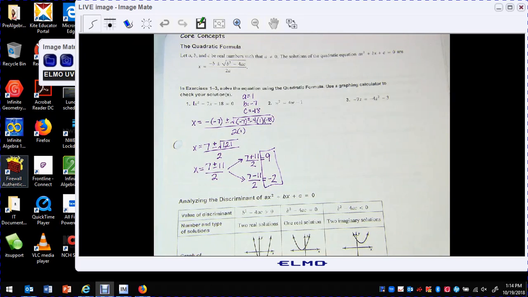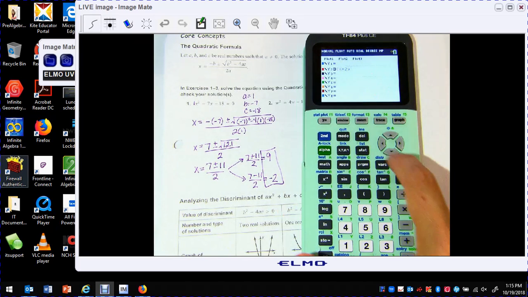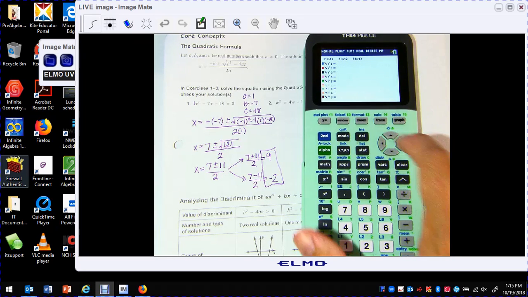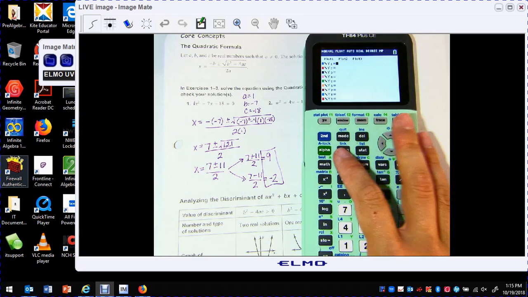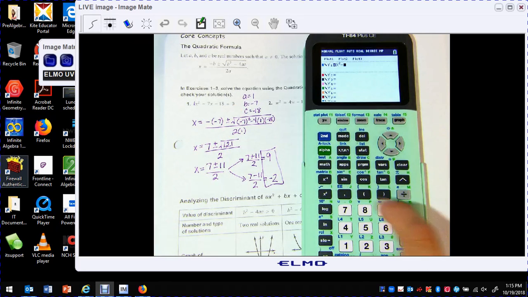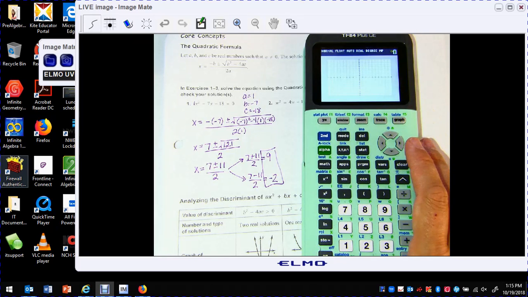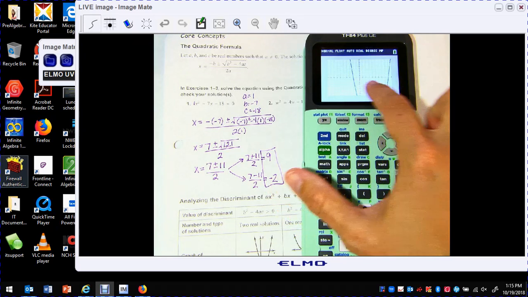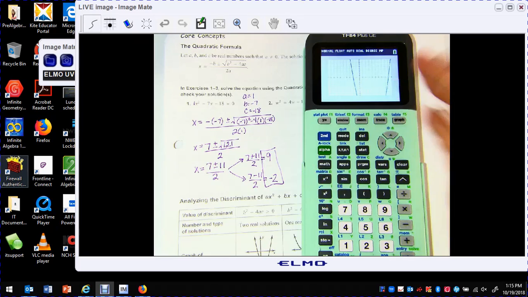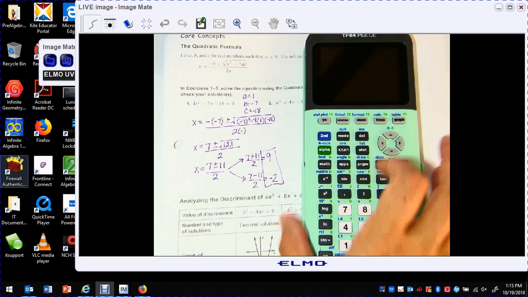Now, you can always use the graphing calculator to check these. So if I enter in my 2 equations, my equation, remember just the 0 becomes your y, so it's x squared minus 7x minus 18. You graph it, and it is where your graph crosses that x-axis. Well, it crossed at negative 2, and it crossed at positive 9. There are my solutions. So I did the quadratic formula correct.